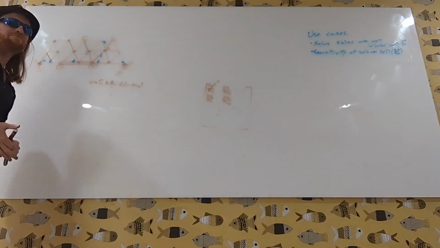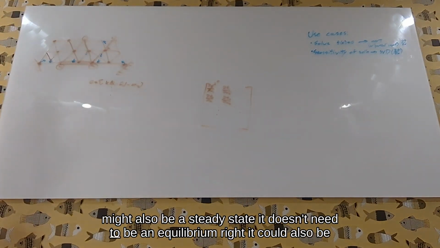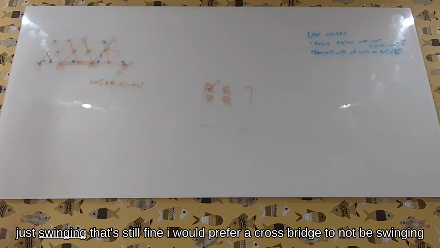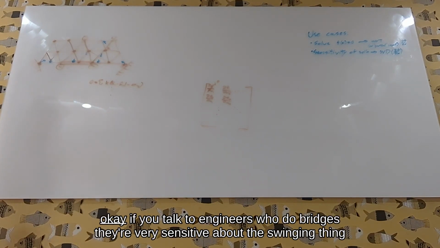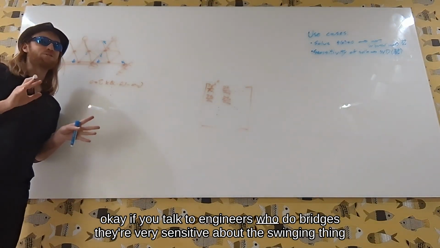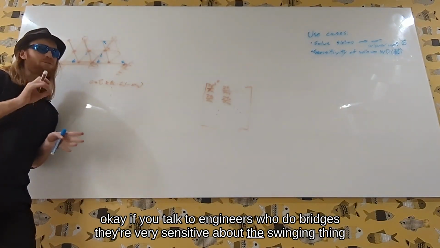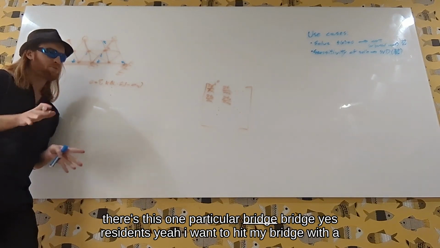It's great. It might also be a steady state. It doesn't need to be in equilibrium, right? It could also be just swinging. That's still fine. I would prefer a cross bridge to not be swinging. Okay. If you talk to engineers who do bridges, they're very sensitive about the swinging thing. There's one particular bridge.